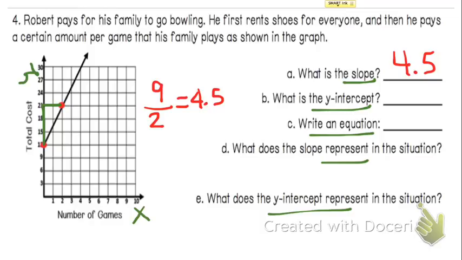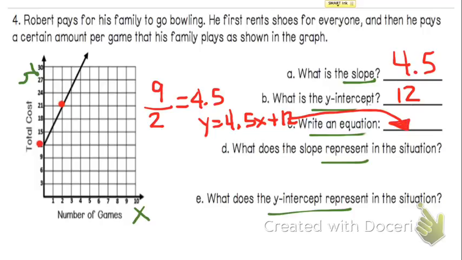My y-intercept, I've already established, is 12, because this is where the line is going to cross the y-axis. If it continued on, it would cross the y-axis. So my equation is going to be y equals 4.5x plus 12. That is my equation.